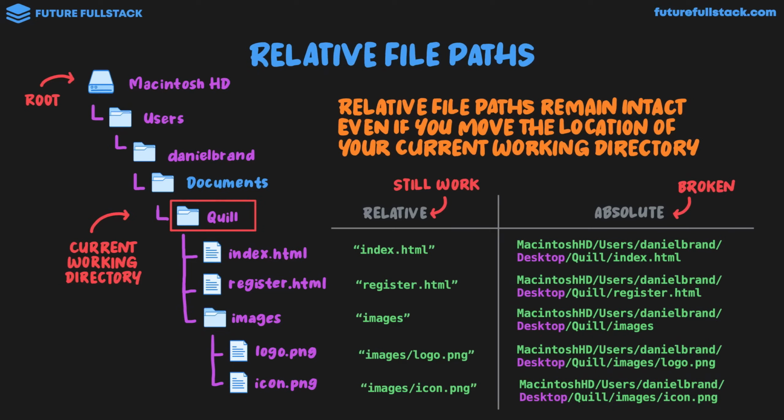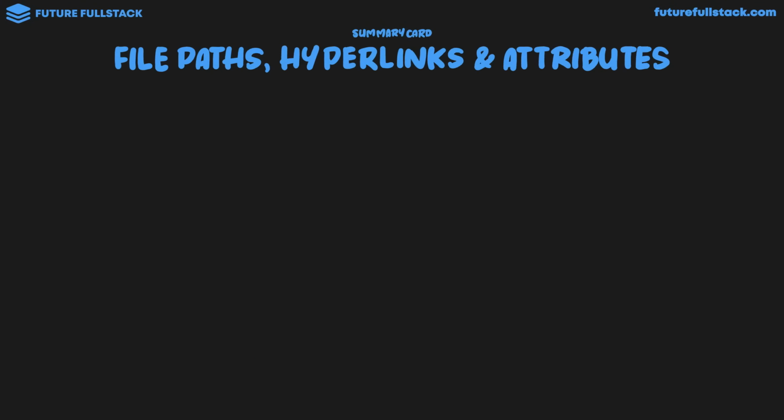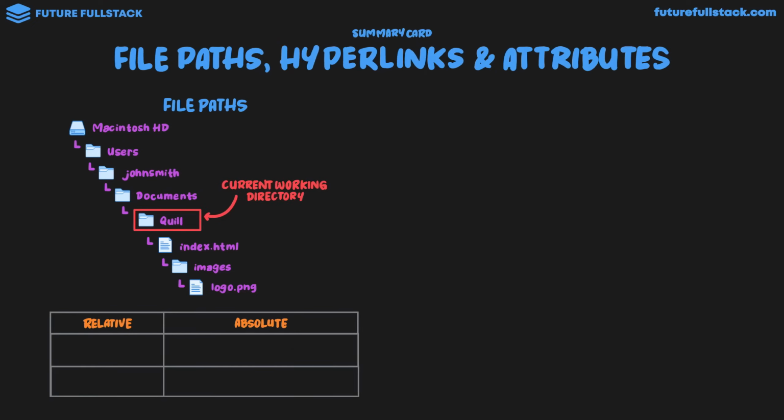So let's summarize this chapter and start to build out the summary card for this topic. File paths, hyperlinks, and attributes. In this chapter, we looked at file paths. We had a directory structure that looked like this, where the start was Macintosh HD, which was also called the root, and the Quill folder was the current working directory, where all our files and folders for the Quill project are located. We compared relative and absolute file paths on two different levels.